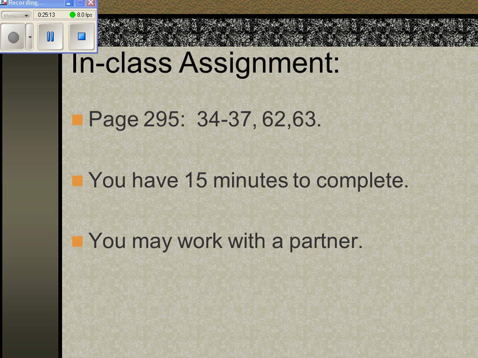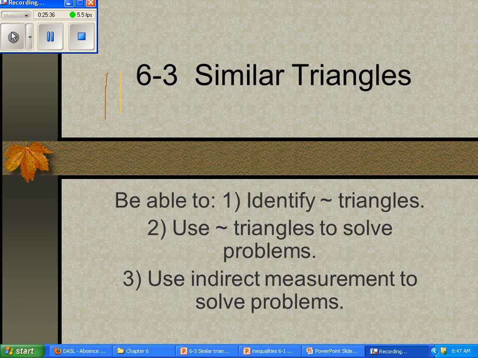All right, let's go ahead and do this assignment. Shouldn't take you 15 minutes. Hopefully, it's only like 5 problems. Hopefully, you'll have it done before then so we can move on. Page 295, 34 to 37, 62, and 63. You can work with a partner. Hopefully it'll only take you about 10 minutes, then we'll go on to today's lesson.